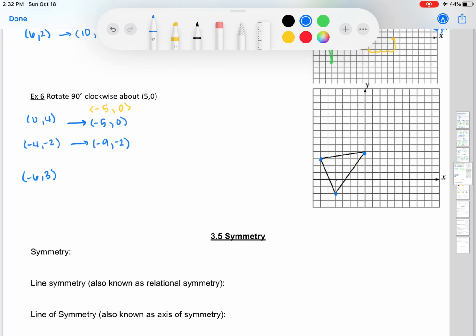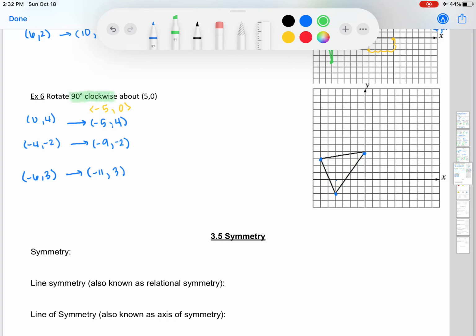Negative 4 plus a negative 5 gives me negative 9. And negative 2 plus 0 is negative 2. This should have been a 4. That's why we catch our work now. We check it as we go along. So negative 6 plus a negative 5, I should have got negative 11. And 3 plus 0 gives me 3.